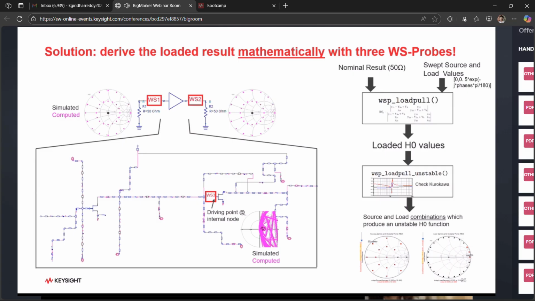And then inside, even if you have a multi-stage amplifier, inside the circuit, we can put it anywhere. So in this case, I'm going to put it at the gate of the second stage of a multi-stage circuit. And then we just essentially do a set of post-process, and we can compute for those cases all of the other loaded driving point conditions and determine which cases are unstable.